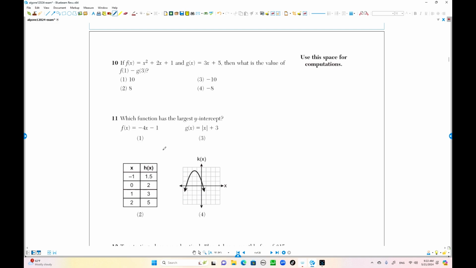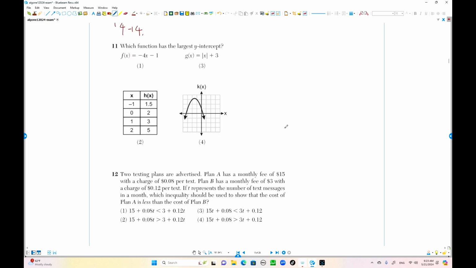All right, number 10, what is the value of f of 1? f of 1 is what? 1 plus 2 plus 1 is 4, right? This is 4. g of 3 is what? 3 times 5, okay? That is 40. So negative 10 is the answer.